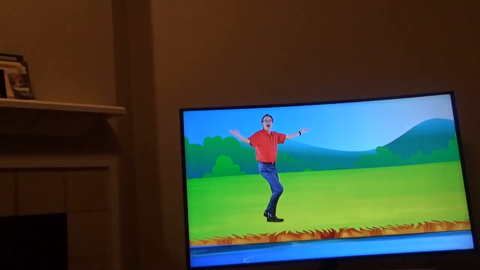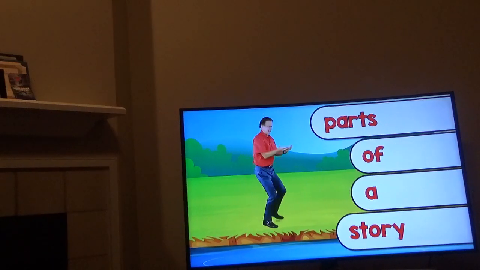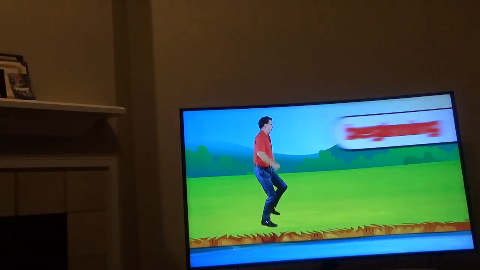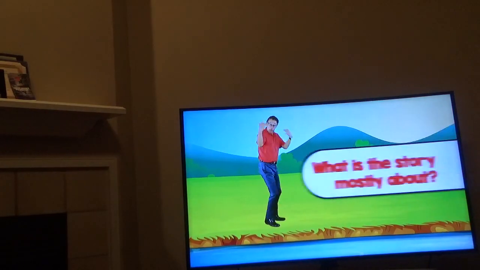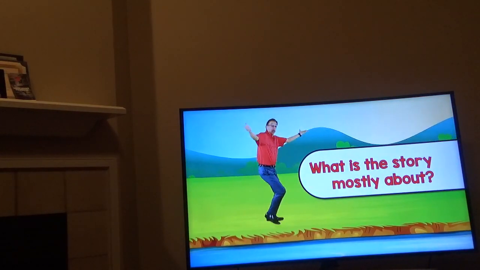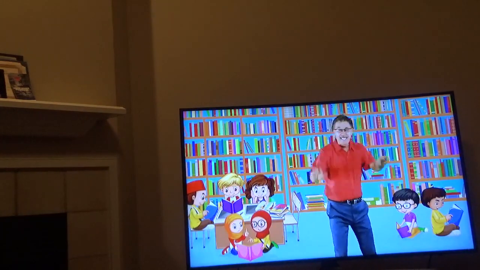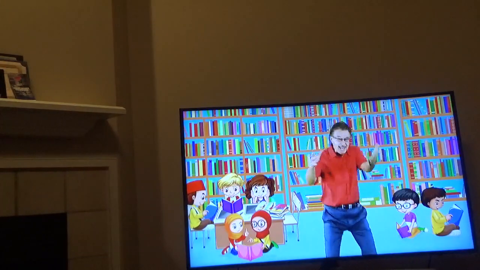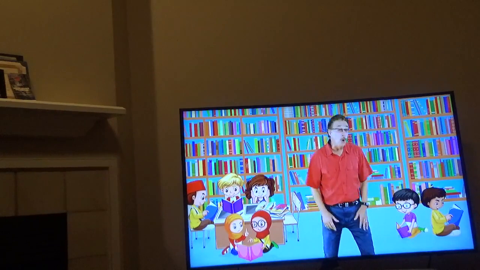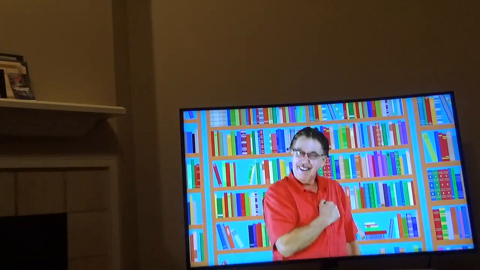Let's sing about the parts of the story. Keep them on your mind as you read and write. Beginning, middle, end, characters and setting, and what is the story mostly about? When you read, write, or retell any kind of story, you got to know the important parts. They're called the elements or parts of the story. Remember this song and you'll know them by heart.